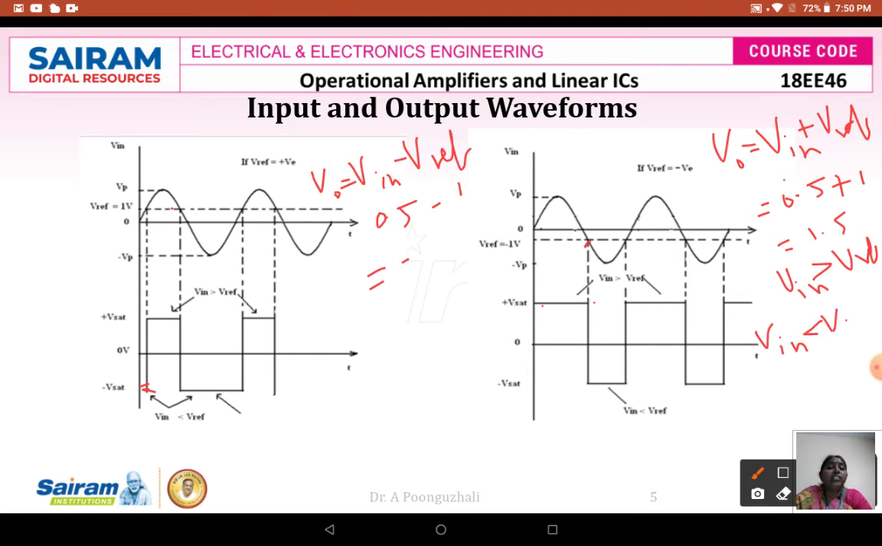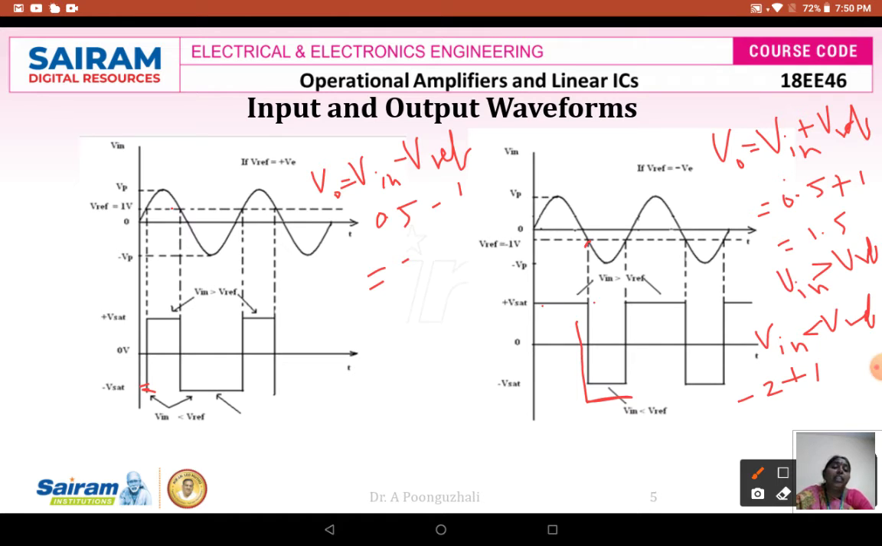Next, when V in is less than V reference, say I take it as minus 2 volts, minus 2 plus 1 means it is going to be negative, so it is a negative voltage, minus Vsat. So my output goes from plus Vsat to minus Vsat. When V in is less than V reference, my output goes to minus Vsat.